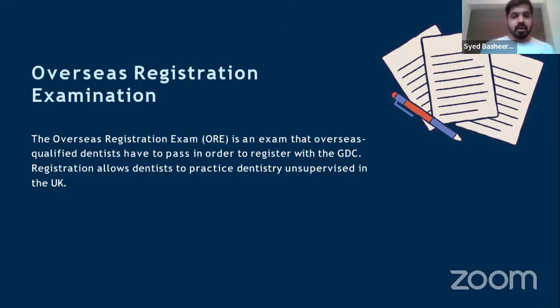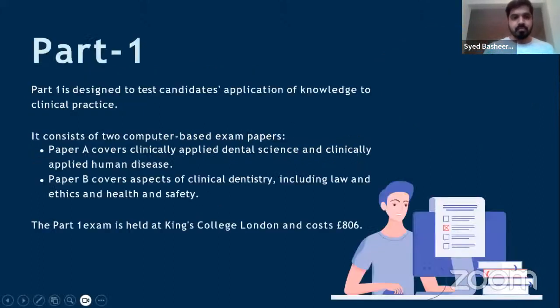The overseas registration examination is an exam that overseas qualified dentists, as I told you, have to pass in order to register with the GDC, that is the General Dental Council here in the UK. Registration allows dentists to practice dentistry unsupervised here in the UK. So you can work as a full-fledged dentist here in the UK, doing all the procedures that are under your scope of practice after you pass this exam.